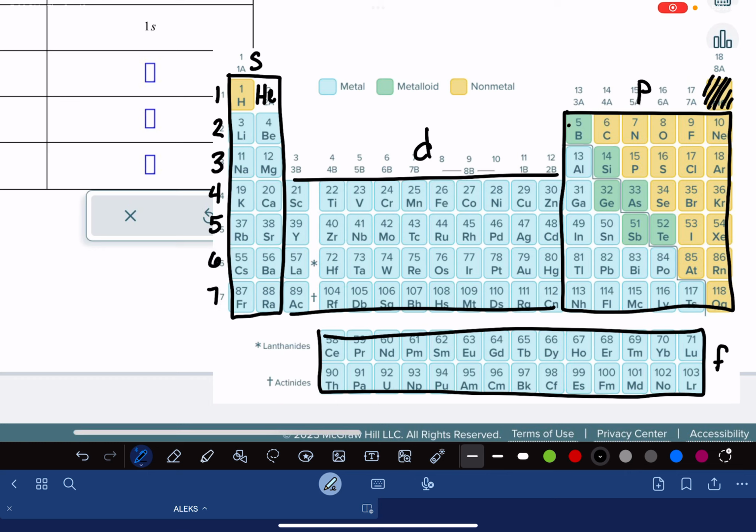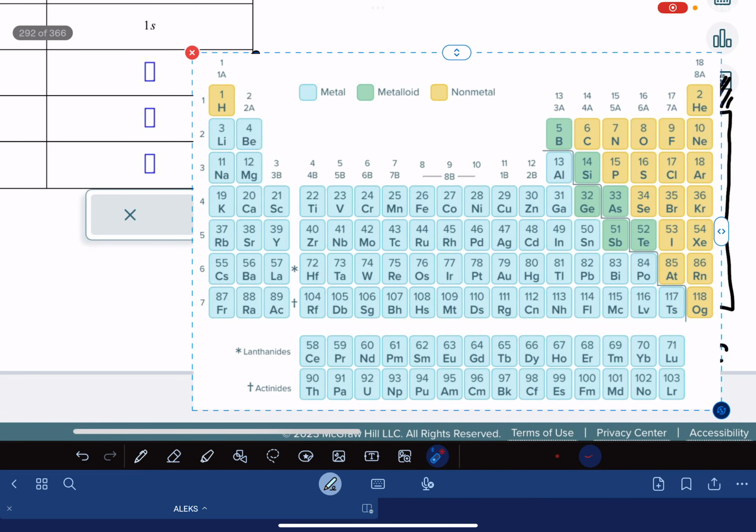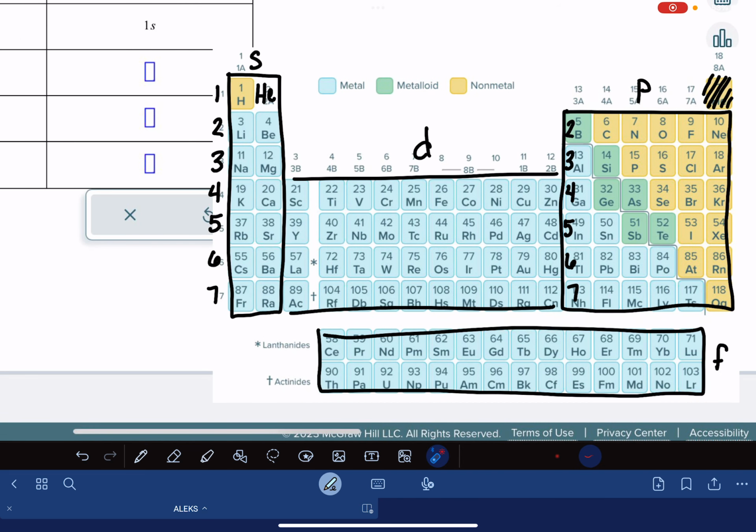And for the s and the p subshells, the numbers of the rows correspond directly to the n values. So that means that this portion of the periodic table corresponds to 2s. This portion of the periodic table corresponds to 4p. This portion down here corresponds to 7p.